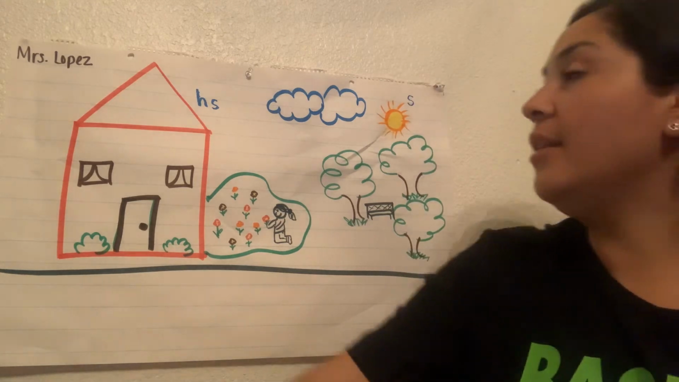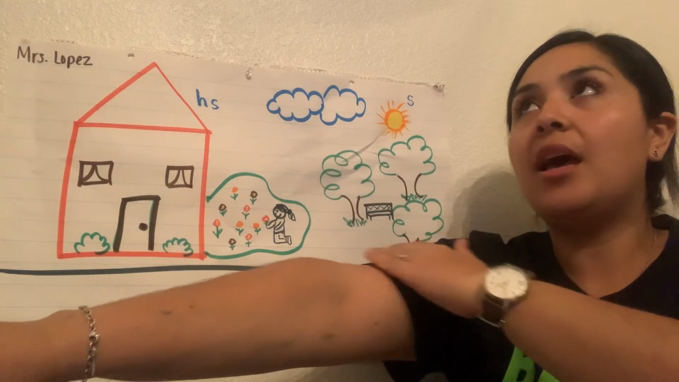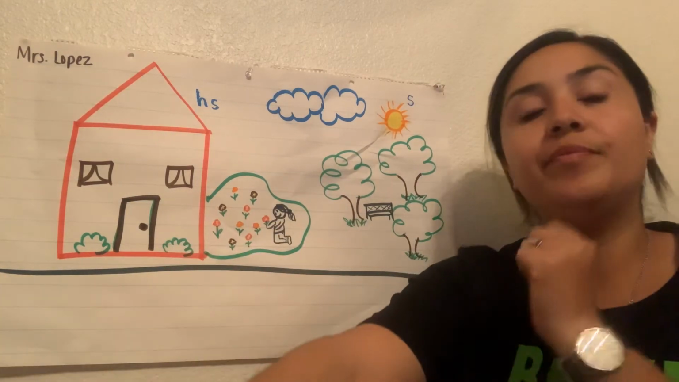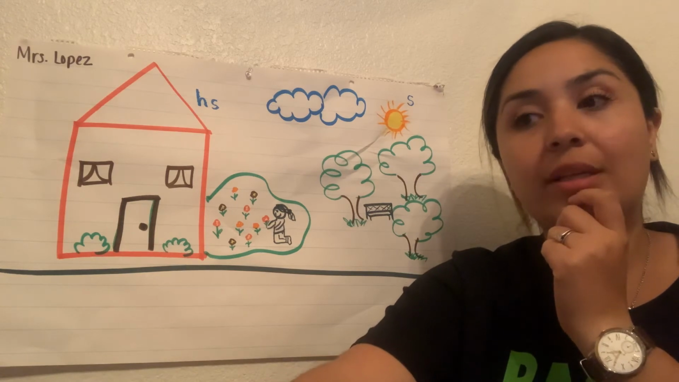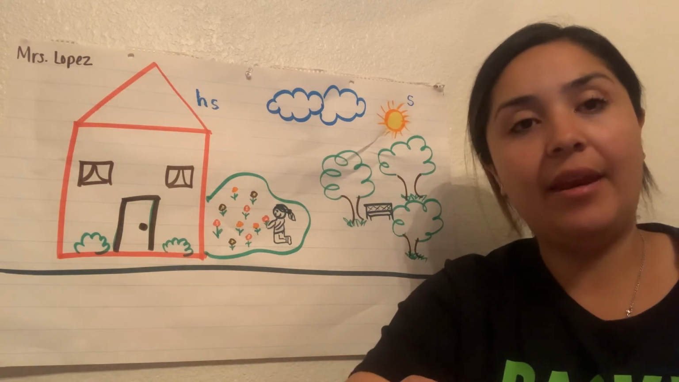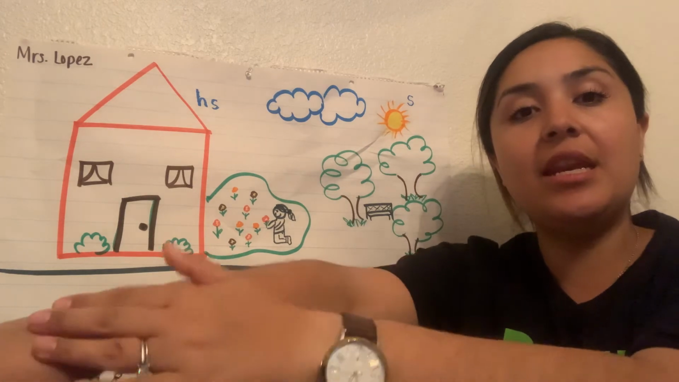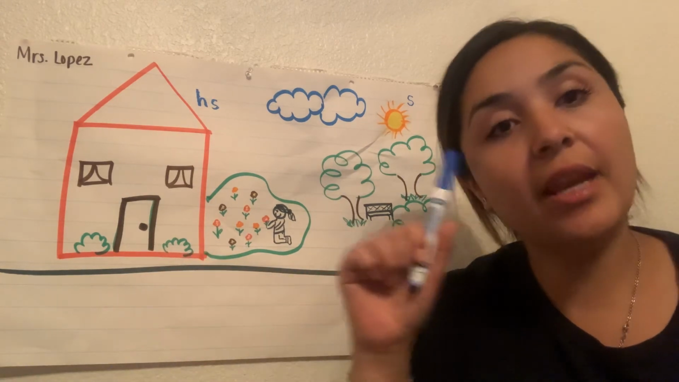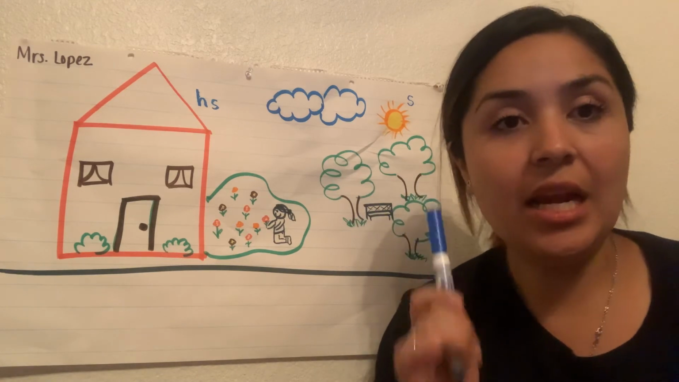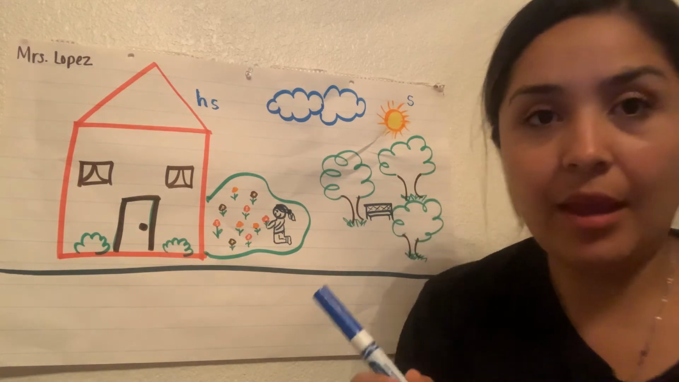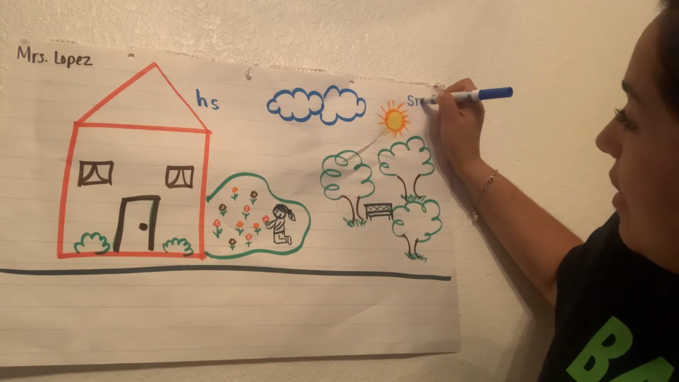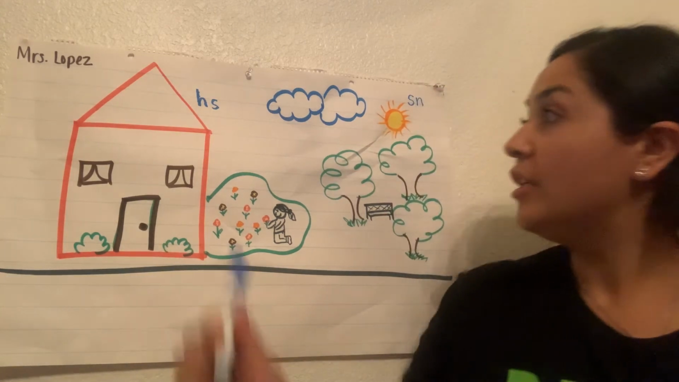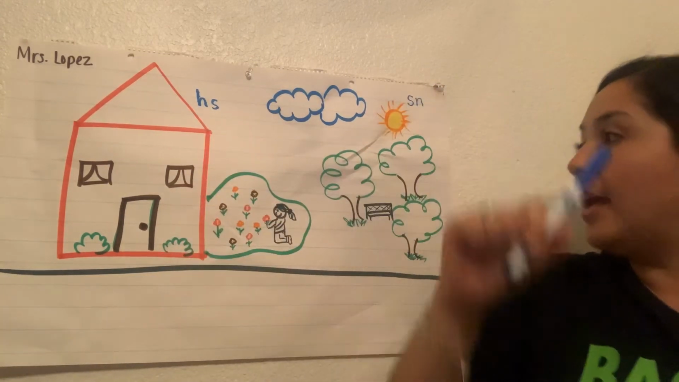S for sun. Sun. What sound did we hear at the end? Sun, the N sound, okay? Now we have to connect. What letter makes the N sound? Okay, if you said the N, right. So far I've labeled house, sun.